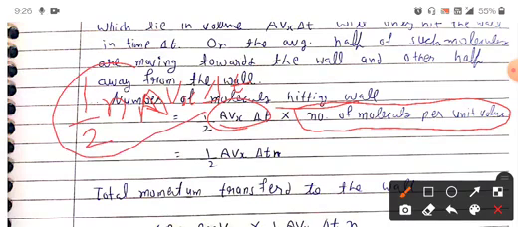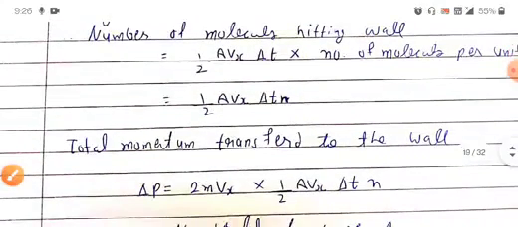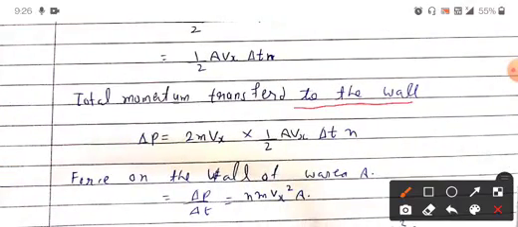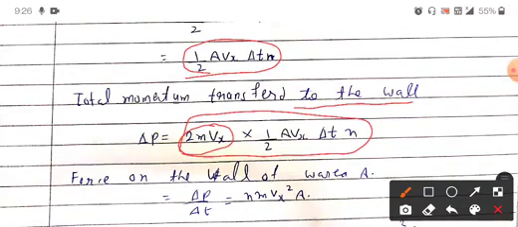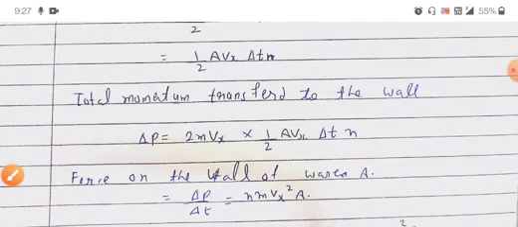So half of n Vx delta T. These are the molecules that will collide with the wall, and this amount of molecules will also be going away from the wall. Now the total momentum transfer to the wall will be equal to what? This was the momentum transferred to the wall by one molecule, and these are the total number of molecules. So the total momentum transferred will be 2mvx multiplied by half of A vx delta t n. This is the total momentum transferred to the wall.